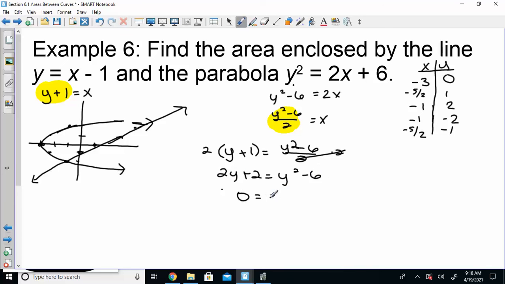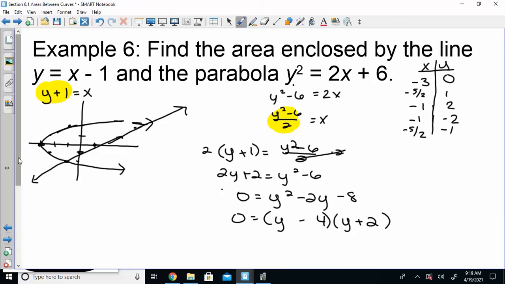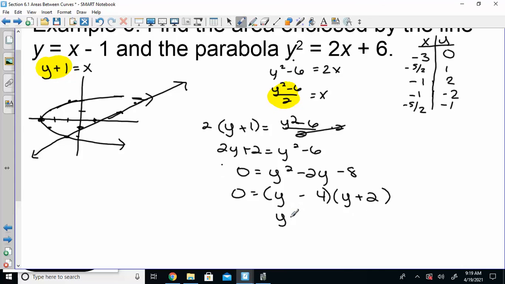It's a quadratic, so set it equal to 0. So multiply to -8, add to -2, which would be a -4 and a +2. So if we set those equal to 0, we get y equals 4 and -2. So that tells me the y values where those curves meet.